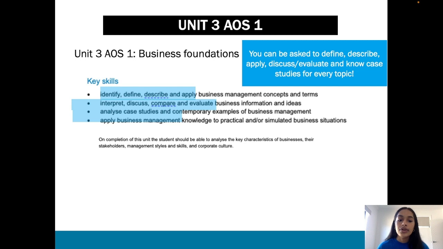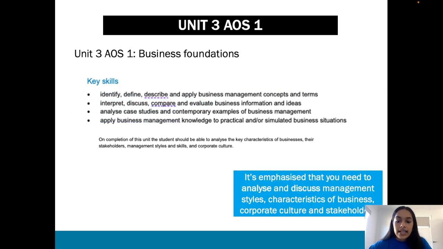You will go through case studies in school, but in the case that you don't, it's really important to have good real life business examples with you when you go into your SACs, but also the exams, because there are some questions which are structured around using case studies.